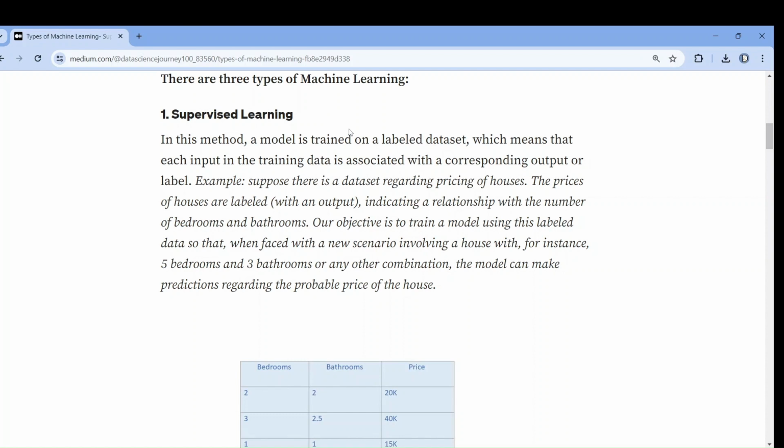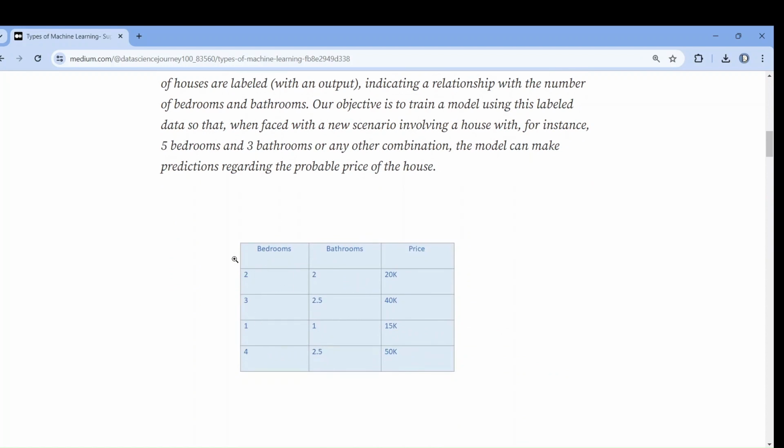Now suppose you have a data set. In the data set, you have the input as well as the associated output. That data set is known as a labeled data set. See here, I have the number of bedrooms in an apartment, the number of bathrooms in an apartment, and then there is a price depending on bedrooms and bathrooms. So this is a labeled data set because here bedrooms and bathrooms are inputs, and price is the output. For every input there is a corresponding output. If the machine works on this data set, it is known as supervised learning.